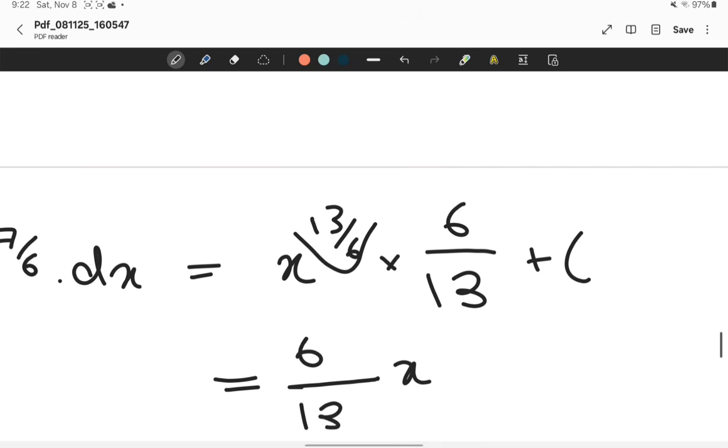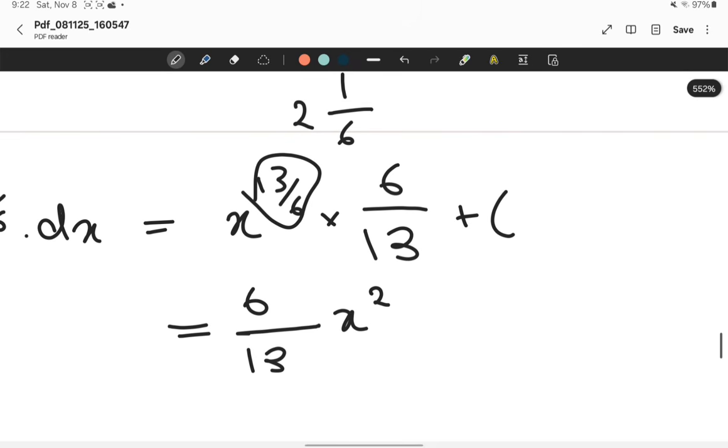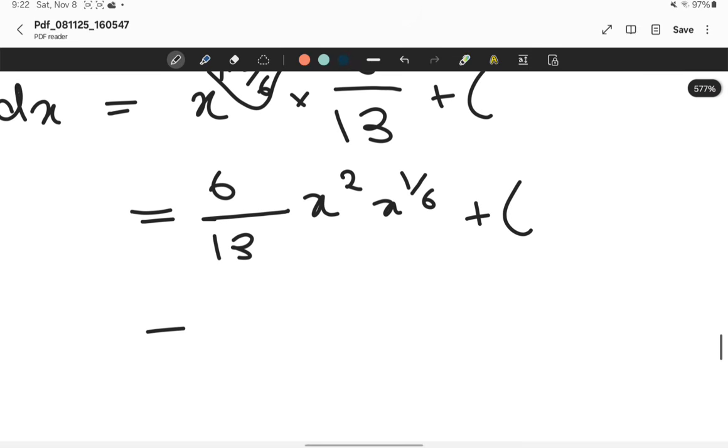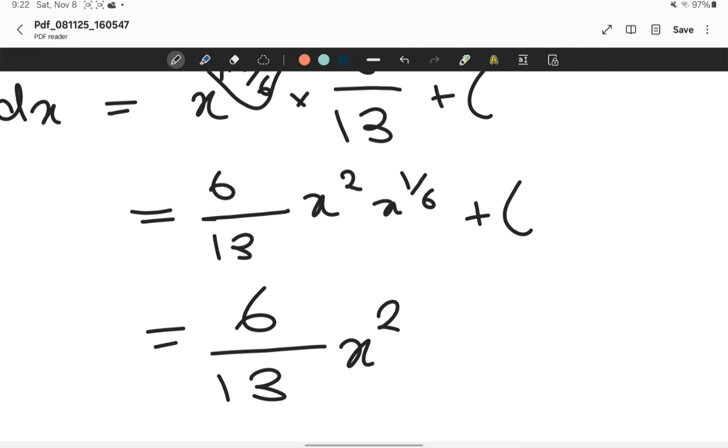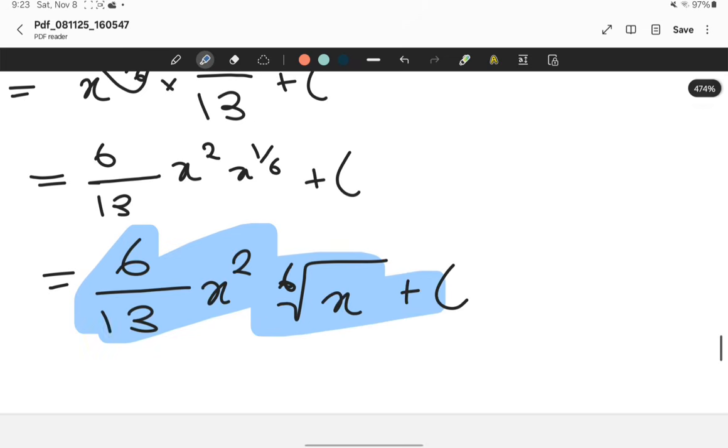Now for 13 over 6, you just put it on your calculator and make it a mixed fraction. It's the same as 2 and 1 over 6. So that means we have an x squared, and we also have an x to the power of 1 over 6, plus c. Simplify some more. 6 over 13, x squared, x to the 1 over 6, it's the 6th root of x. The numerator goes inside the radical and the denominator is outside. So this plus c, this is your final answer.